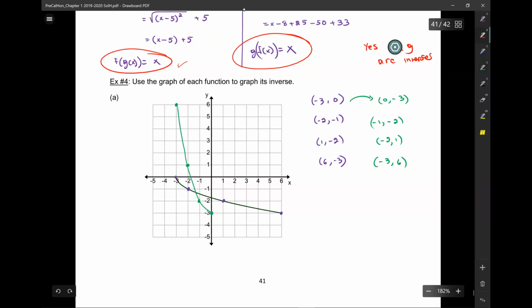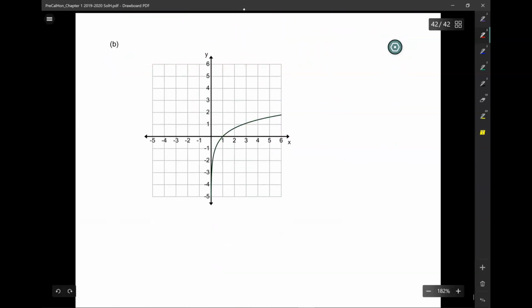Now, is that really the inverse? Well, let's see. Let's graph the line y equals x. Is one a reflection of the other around y equals x? It is. If I fold this paper along the red line, the original and the green will overlap. Okay, so that's one there. Let's do one that's a little bit more involved.